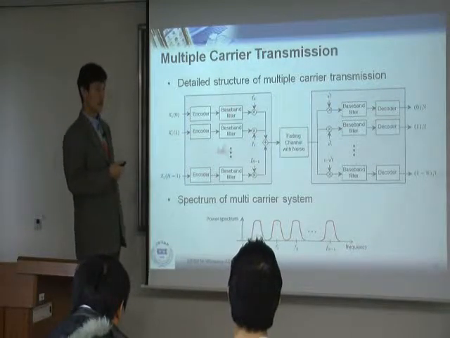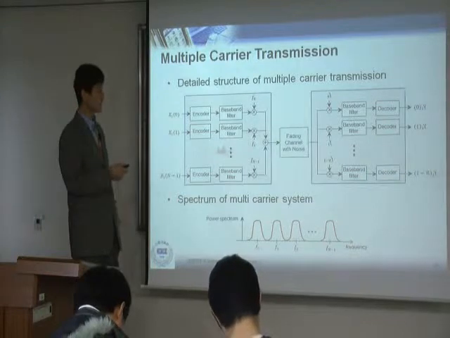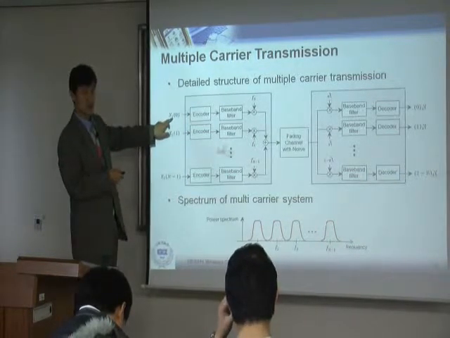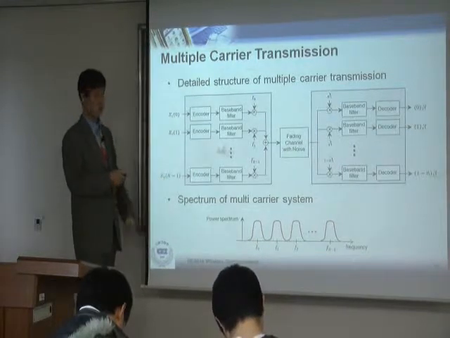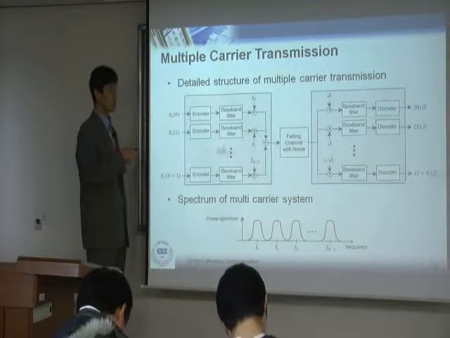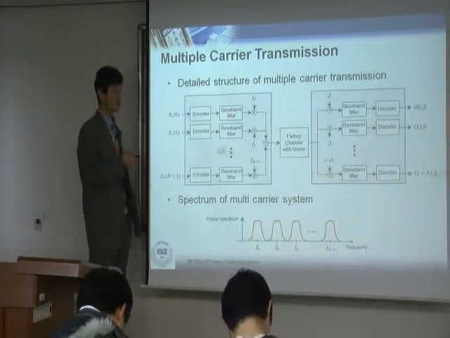Capital X means that I'm in the frequency domain. Okay, I'll talk about that in the next slide. But anyway, I have different data to transmit: x0, x1, up to xn-1, so we have n different samples. Each of them can go through an independent encoder and baseband filter.